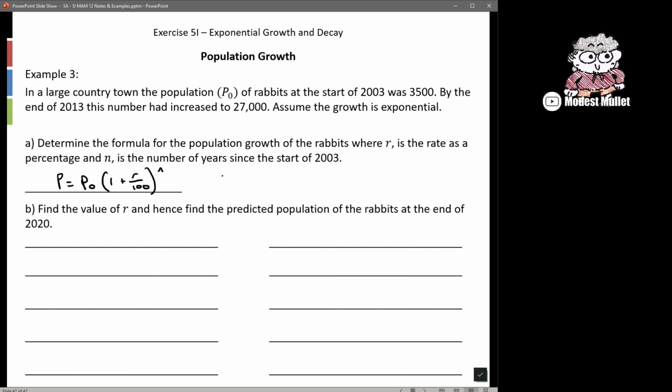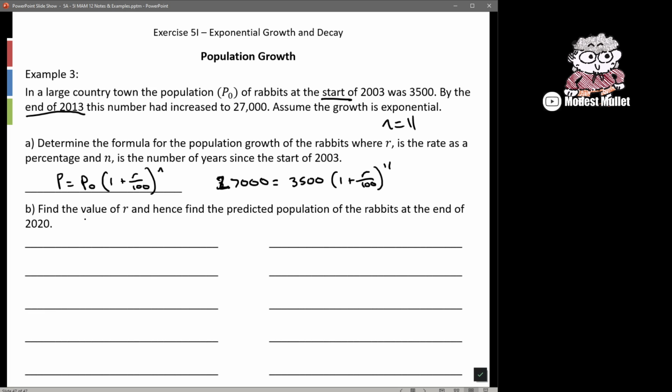And in our situation, we actually have 27,000 is equal to 3,500 times 1 plus R on 100, all to the power of the number of years, 2003 up to the end of 2013. So the start of 2003 to the end of 2003 is 1 year, and then we have to add another 10 years. It has to be read carefully: the start of 2003 to the end of 2013 is actually 11 years, so we get 11 there.